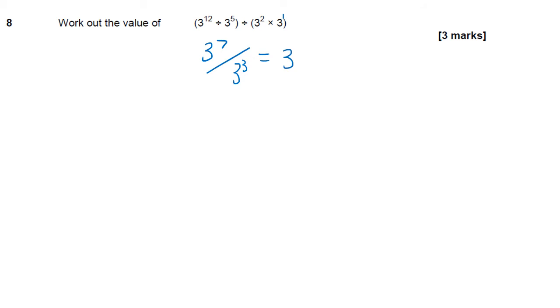And then for the last step, just subtract again. So 3 to the power of 7 divided by 3 to the power of 3 is 3 to the power of 7 minus 3, which is 4. Work out the value of that. Well, that's just 3 times 3 times 3 times 3. That's 9 times 9, 81.